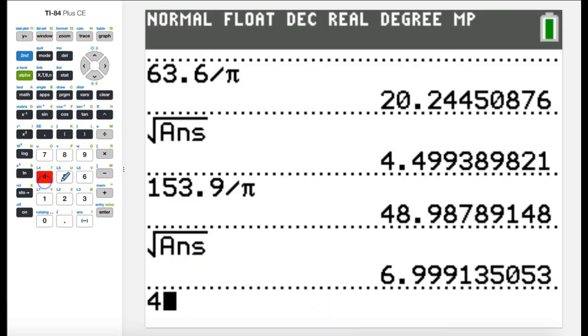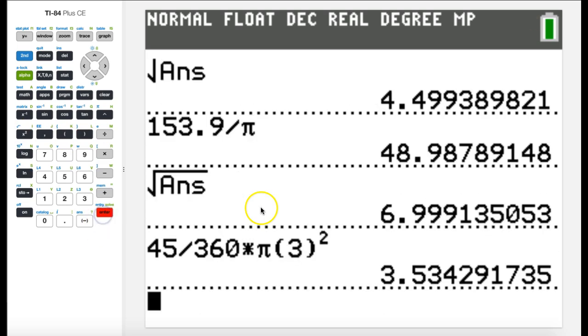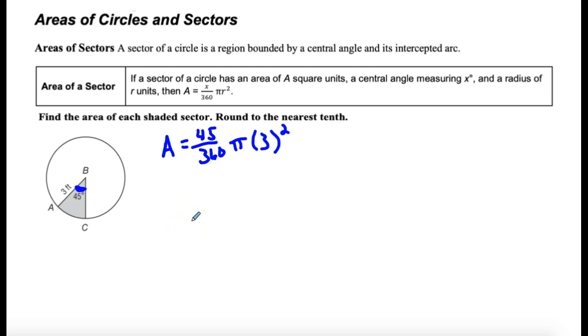So we can just say 45 divided by 360 times pi times the radius of 3 squared. And that's the area of that sector. Rounded to the nearest tenth, that would be 3.5. So here, the area is 3.5 square feet. Okay, and that's just the area of this little piece here. Okay, it's a piece of the entire area of the circle. All right, let's do one more like that.